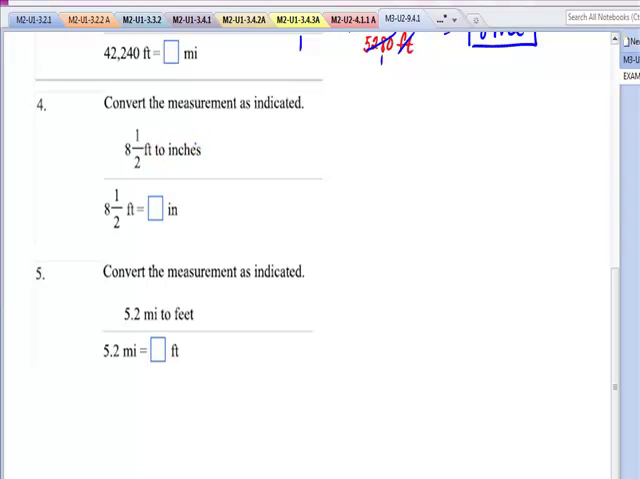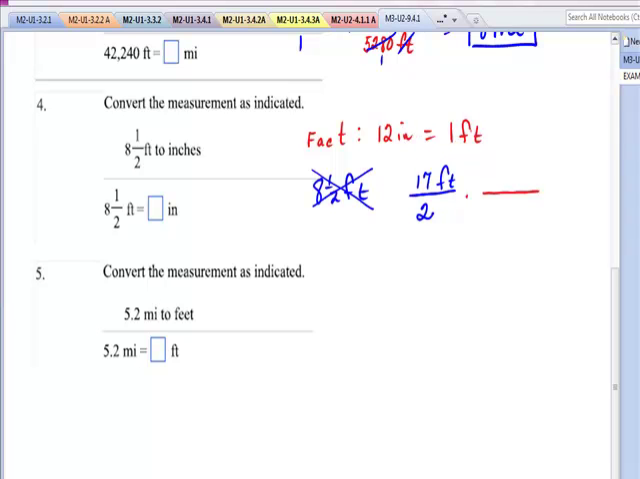8.5 feet to inches. All right, let's see what we've got. The fact is that there are 12 inches in 1 foot. So I start with 8.5 feet. Because I'm going to multiply that by a fraction, I need that to change into an improper fraction. 2 times 8 is 16, plus 1 is 17 over 2, and the feet are on top because I need it as a fraction.